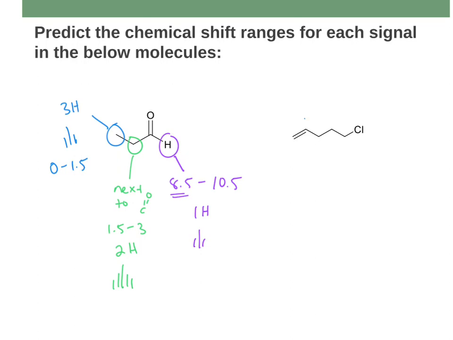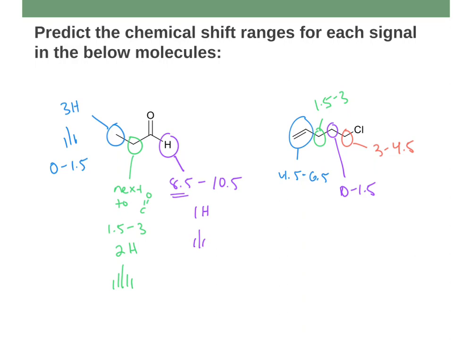If I did a similar thing for these over on the right-hand side, same idea here. I'd expect these to show up, right? They're vinyl, they're on the alkene. This should be somewhere between 4.5 to 6.5. The ones right next to it are the allylic ones. Those should be somewhere between 1.5 and 3. The one next to that is pretty boring and alkane-like. That's probably between 0 and 1.5. And then lastly, this one right here is attached to a chlorine, which is electronegative. So I'm expecting somewhere between 3 to 4.5 parts per million.